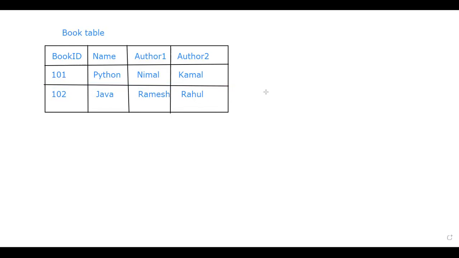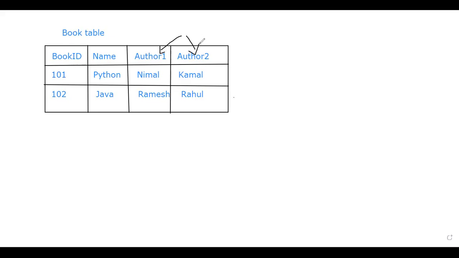Now take one minute, pause the video and think using your brain. Is this book table in first normal form? Are the values atomic? Yes, the values are atomic. That condition is satisfied. Does it contain repeating groups? Yes, it contains repeating groups. If you consider author 1 and author 2, they are repeating groups.